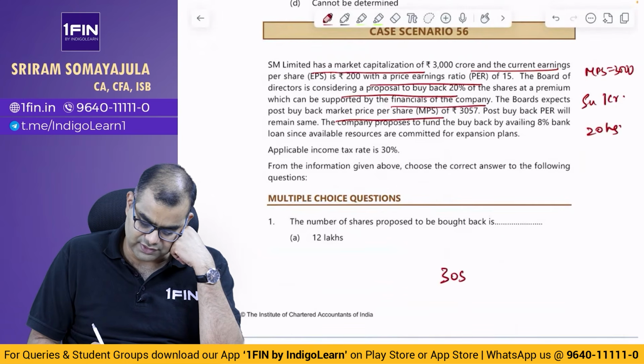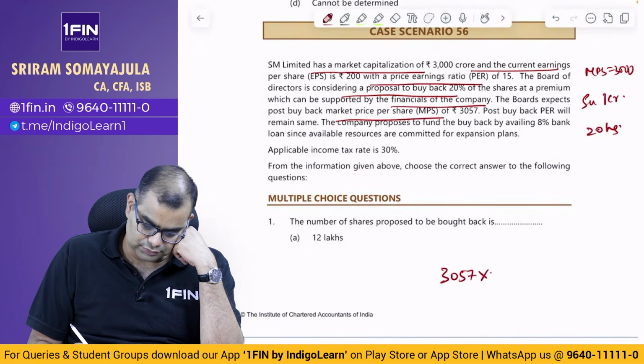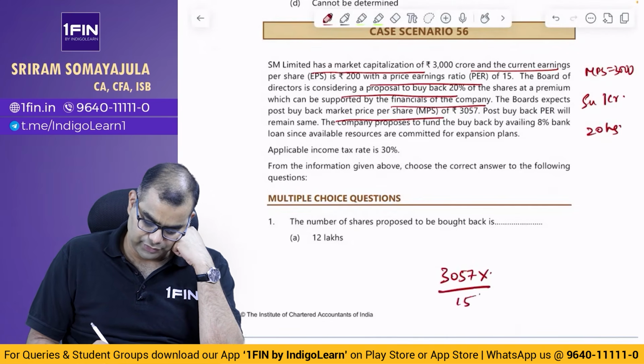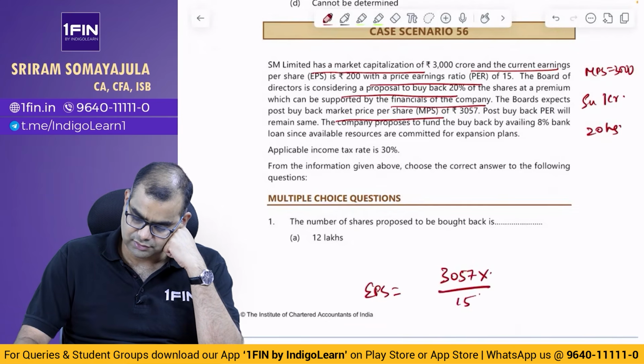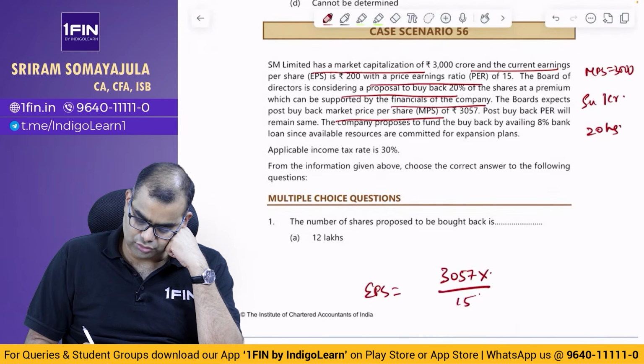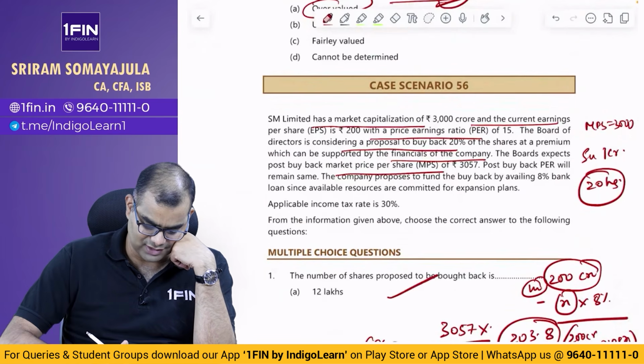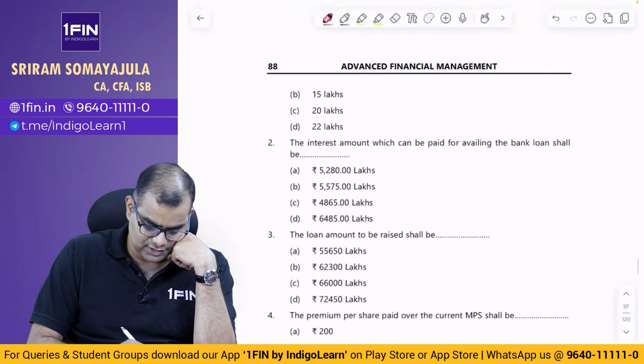Post buyback PE ratio will remain the same. The company proposes to fund the buyback by borrowing an 8% bank loan. What is the PE ratio? Divided by 15, EPS is equal to 3057 by 15, which is 203.8. Wait a minute, they themselves said 20 lakh shares are bought back. So how many shares are bought back? I need not answer all of this, directly I can answer 20 lakhs.